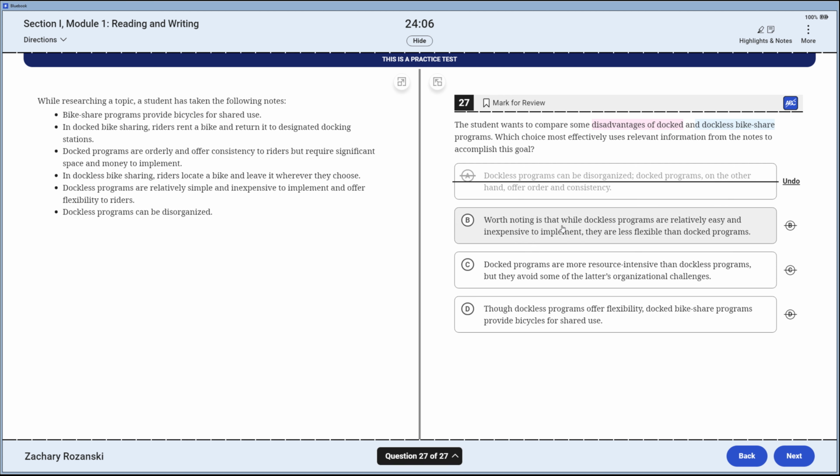A falls. Worth noting is that while dockless programs are relatively easy and inexpensive to implement, they are less flexible than docked programs. I kind of like this one. Docked programs are more resource intensive than dockless programs, but they avoid, I like both of these. And then I look for D: though dockless programs offer flexibility, docked bike share programs provide bicycles for shared users. These all felt chill on this initial speedrun read as I'm talking out loud, so I'll focus on this one.